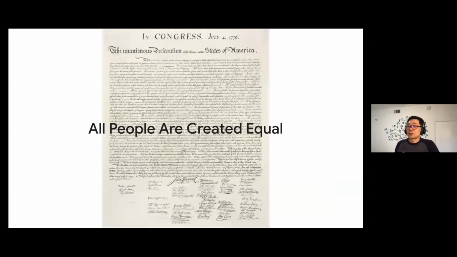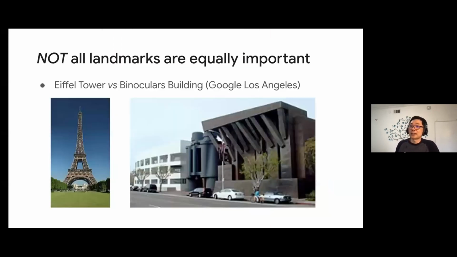Our fairness effort is related to the US founding spirit that all people are created equal, but our efforts to reduce the bias starts from the observation that not all landmarks are equally important. Let's say that we want to create a 1,000 landmark classifier. No one would oppose adding the Eiffel Tower to the dataset. However, many people may decide not to include the binoculars building, which is in fact my current office building, even though it is quite a landmark for the locals and designed by a renowned architect.